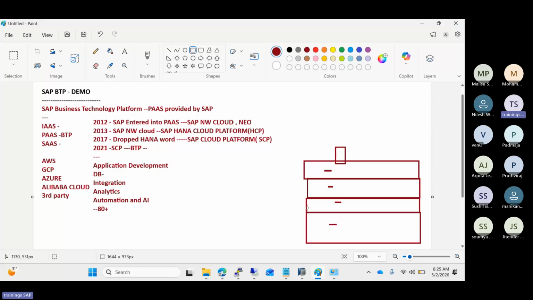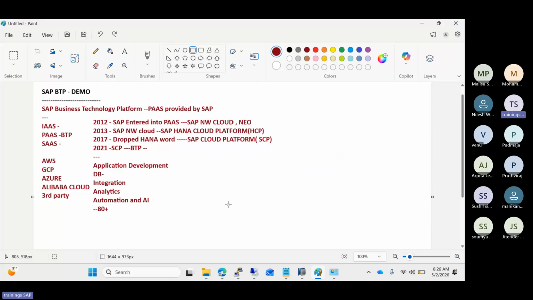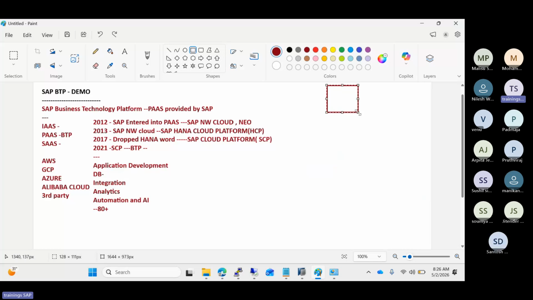So what are the things we are going to discuss in the BTP? If you see our BTP structure, first of all we will discuss the global account, types of global accounts, the licensing model for the enterprise account global model, then global account overview, sub account overview, and sub account creation. The basic stuff will take 1 week.